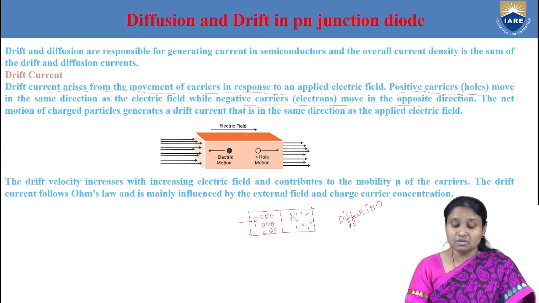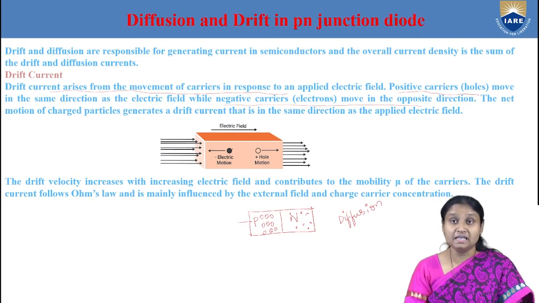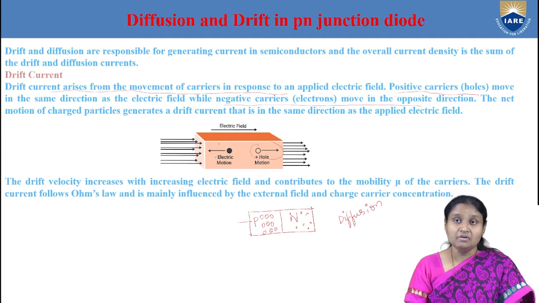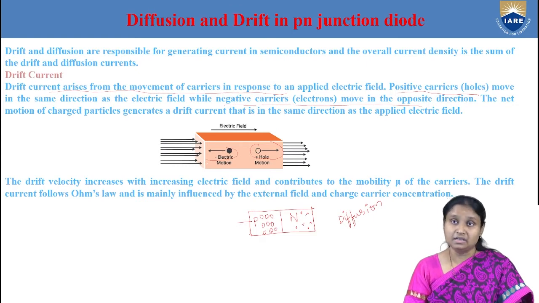As you can make out in this figure, we are applying an electric field in this direction. Then all the holes, as you can see, started moving in the same direction as the electric field, whereas electrons start moving in the direction opposite to the electric field.